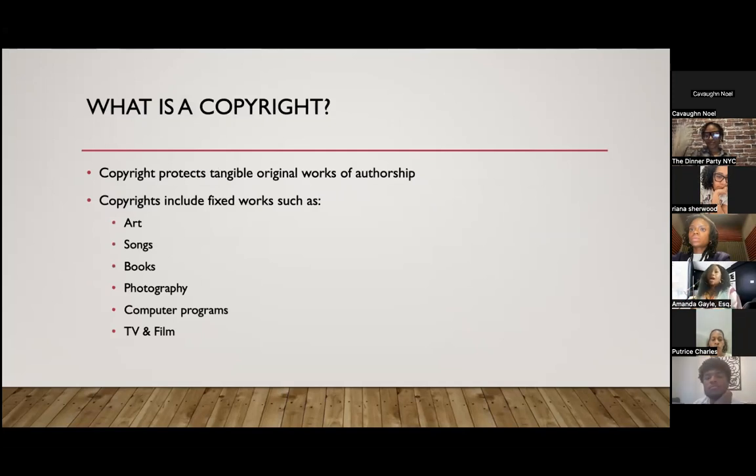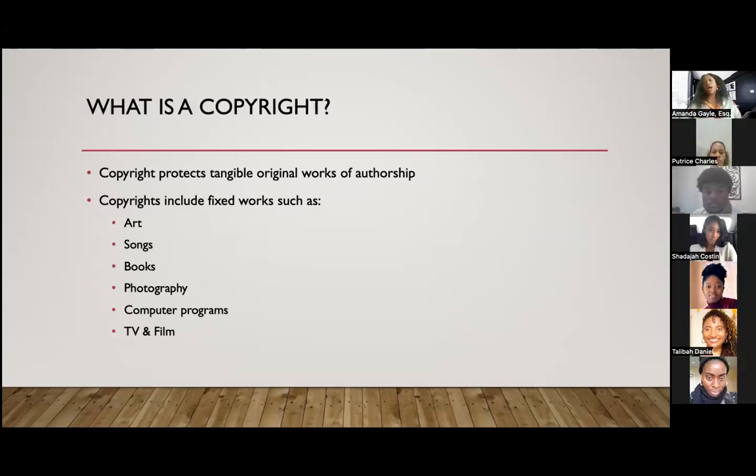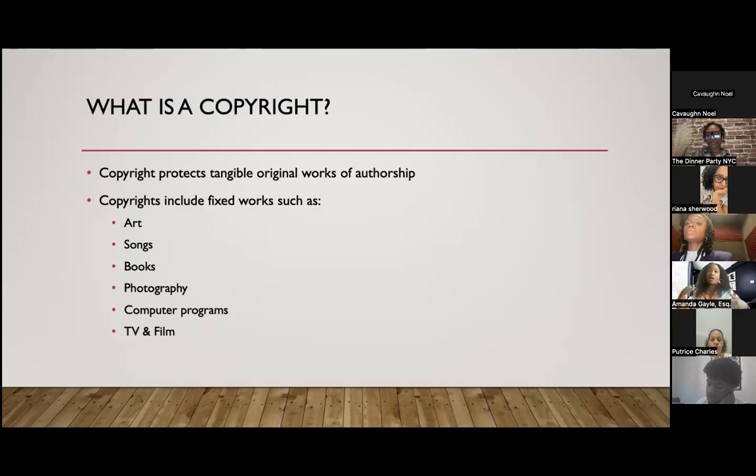So let's start with copyright. So what is a copyright? Copyright are tangible forms of art. So think about film, TV, photography, anything that you can look to and say, I created this, not something like I thought of this, but I actually thought of this and I put it into action. I put it out into the world for people to view, to purchase, to enjoy on their own. So we have art, songs, books, photography, computer programs, TV, and film.